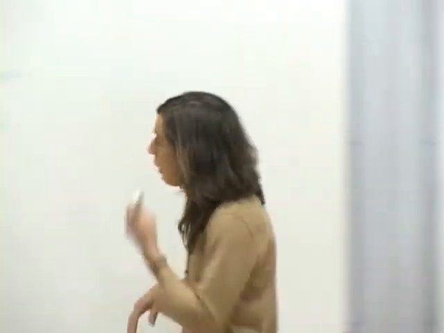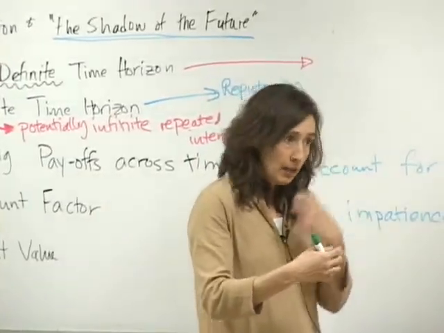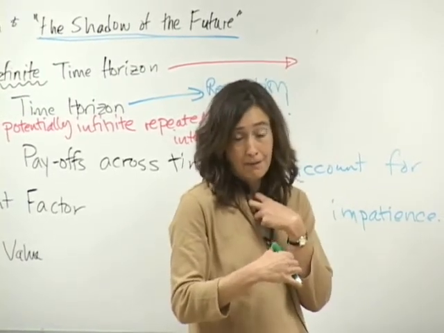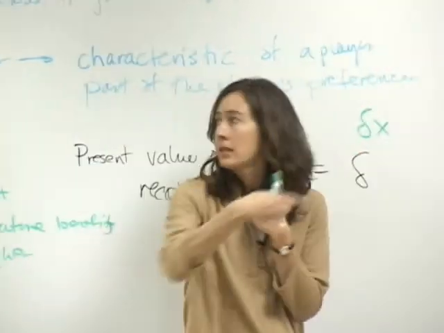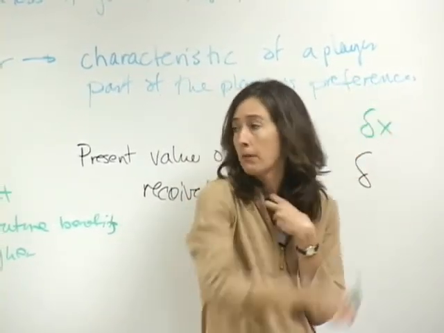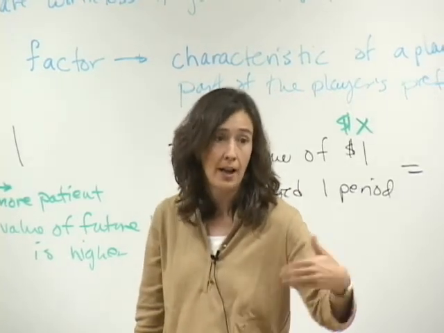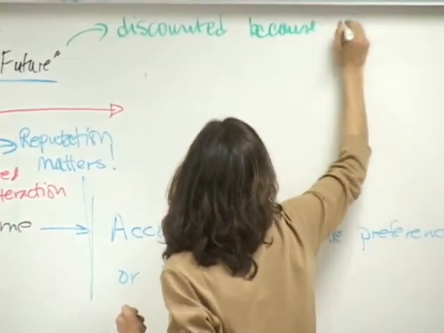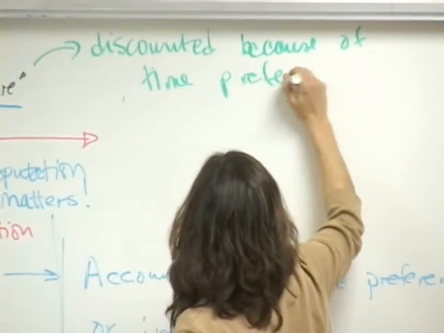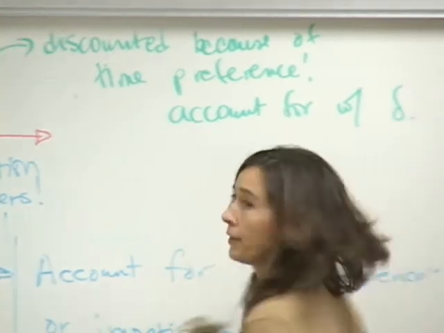Okay. So we're going to be using these discount factors in our repeated game to allow us to compare things that we get right now, often our extra benefit from defecting in a prisoner's dilemma, with some future benefit, the possibility that we'll get a higher payoff because we'll both do the cooperative thing in the future. When we do that, we have to take account of the fact that those future benefits, the shadow of the future, is discounted because of time preference. And we account for this with the discount factor.